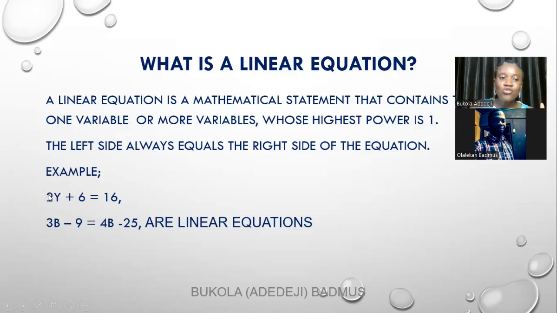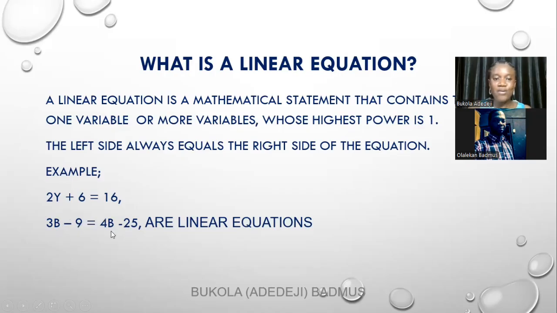Another thing to note is that the left-hand side always equals the right-hand side. That means 2y plus 6 is going to give us 16. Now look at 3b minus 9 equals 4b minus 25.